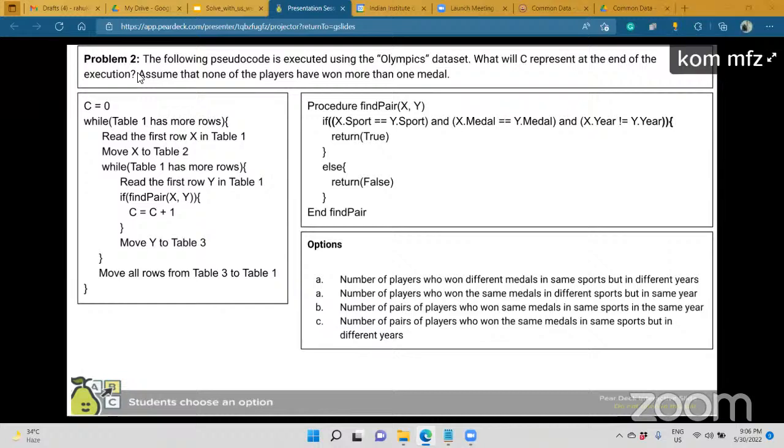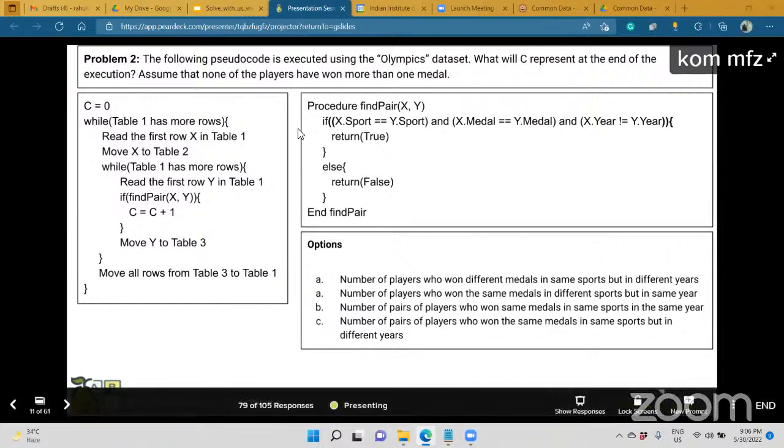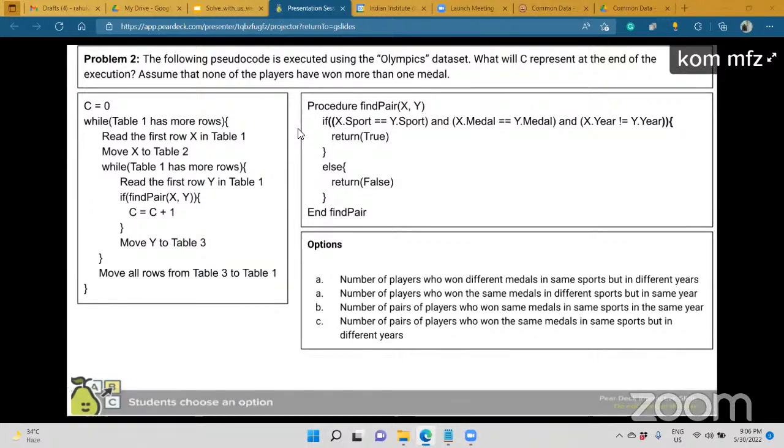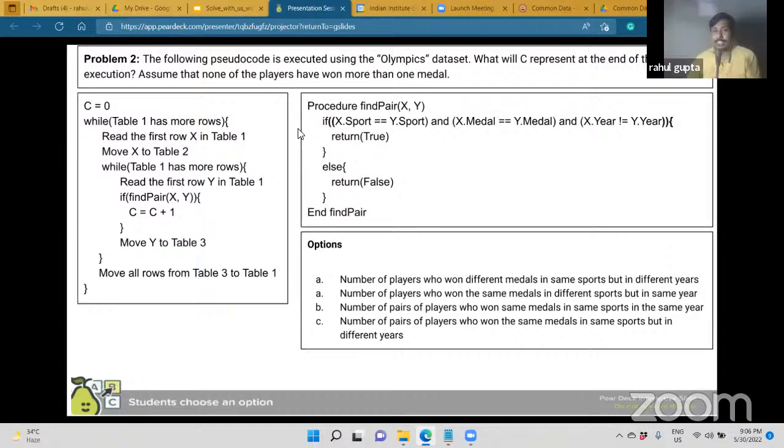Suppose this option is not given, assume that none of the players have won more than one medal. So, what will the code actually be? You will have to use one if block which will say x dot name is not equal to y dot name.